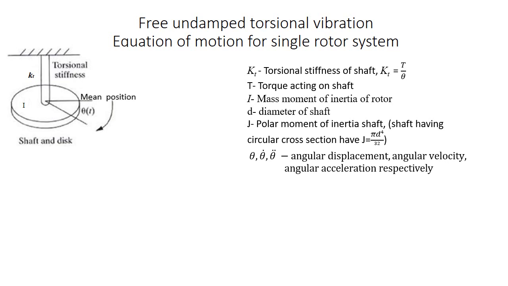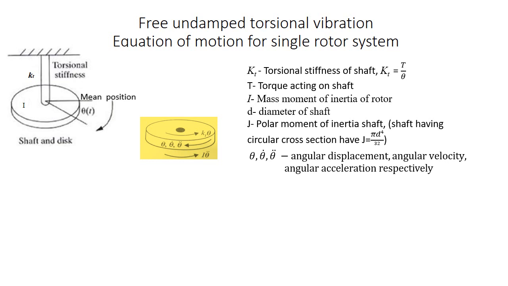Let I be the mass moment of inertia of the rotor, d the diameter of the shaft to which the rotor is attached, and J the polar moment of inertia of the shaft. For a shaft having a circular cross section, polar moment of inertia J is equal to pi d raised to 4 by 32. Theta is the angular displacement which we are giving initially to the rotor. Theta dot is the angular velocity, which is d theta by dt, or omega. And theta double dot is the angular acceleration, which is d square theta by dt square, or alpha.